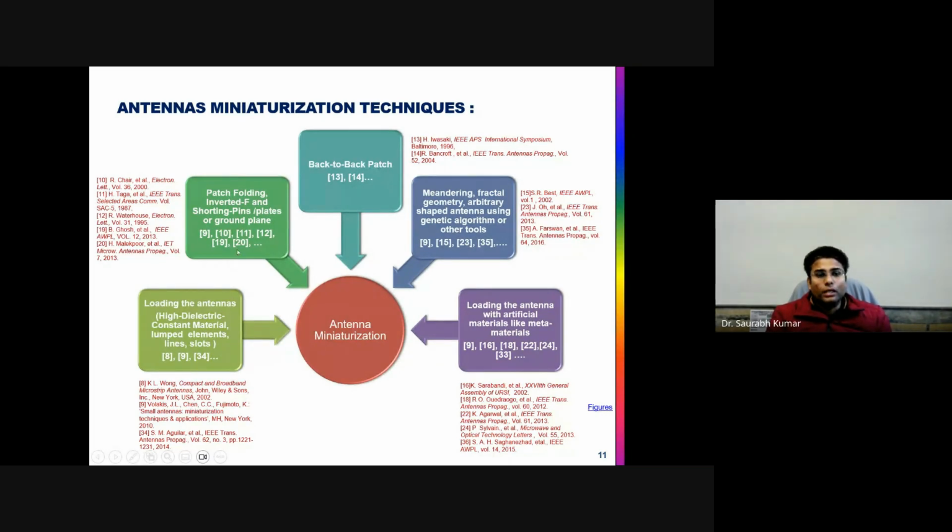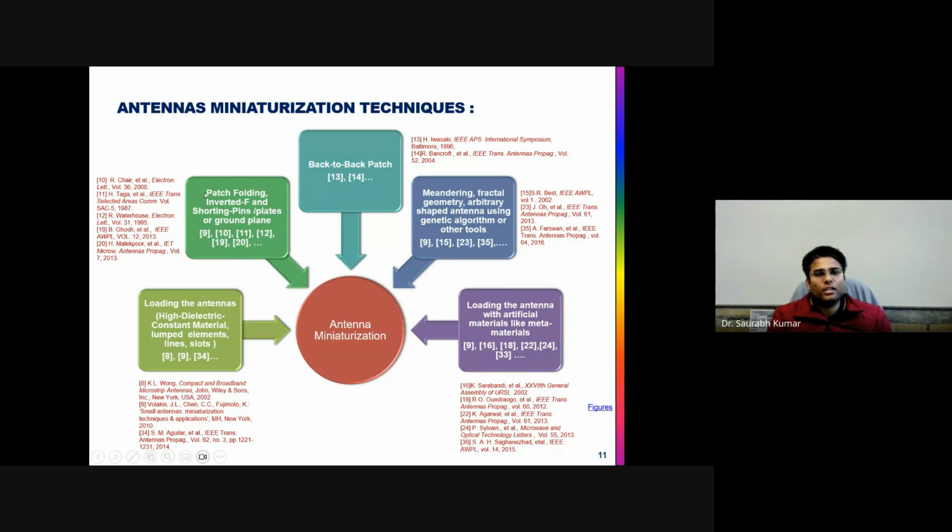But there will be a problem: around this slot, due to image theory, there will be creation of cross polarization, as well as I square R losses, and inductive and capacitive behavior will also come into the picture, and hence you will have a reduction in antenna performance somewhere. So these are some techniques of loading the antenna.